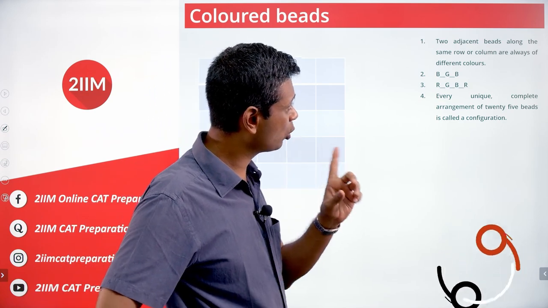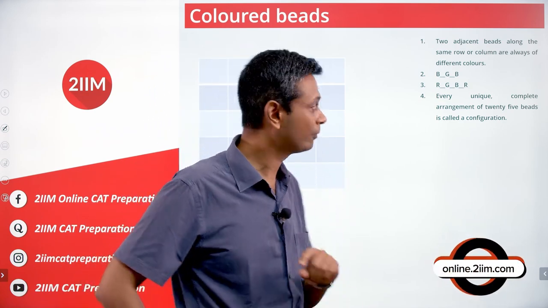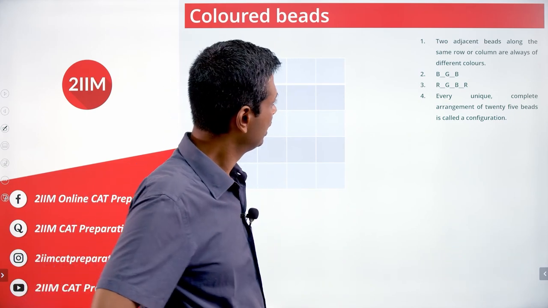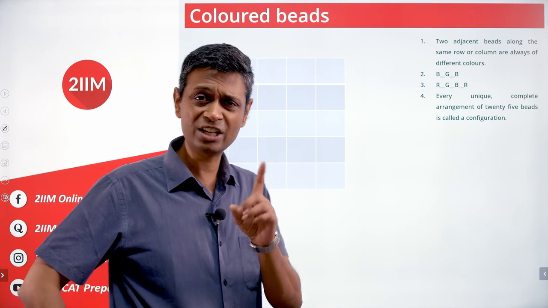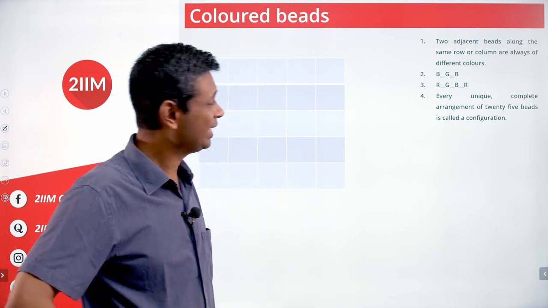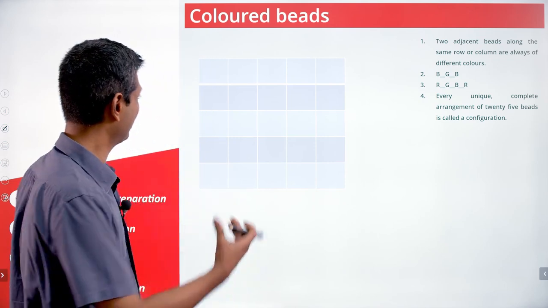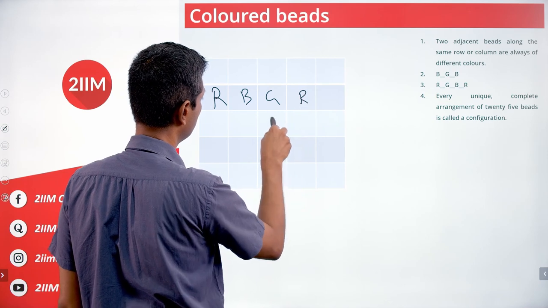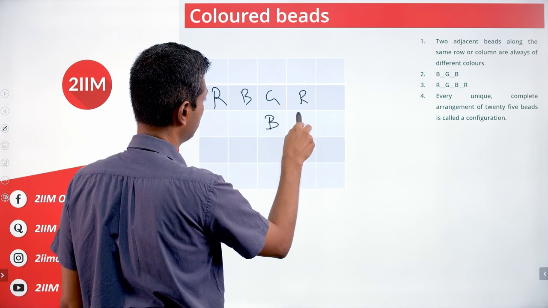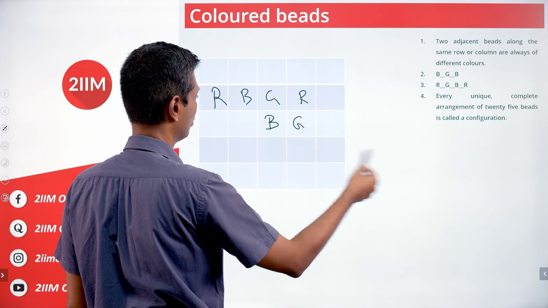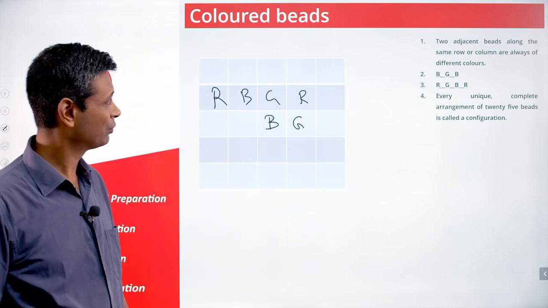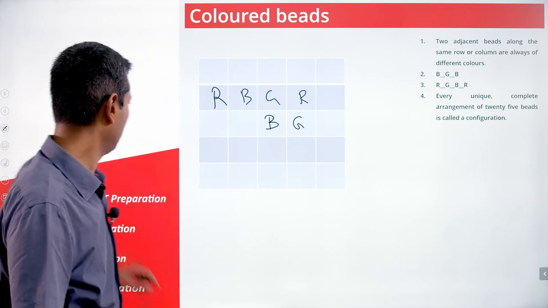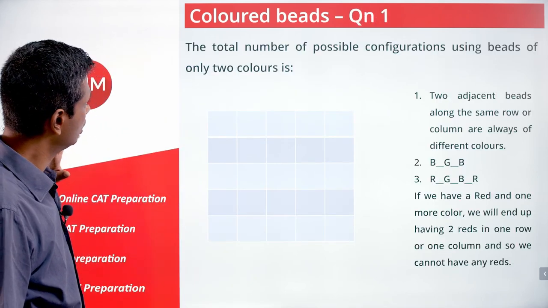Adjacent beads along the same row or column are always different colors. If you have two blues, at least one green in between. If you have two reds in a row or column, then at least one green and at least one blue in between. Each such arrangement is called a configuration. We're looking at a 5 by 5 grid where we probably fill red, blue, green, red. This can't be green, blue. This can't be blue, can't be red, green, and so on. We fill something out like this, right? And each time we get a successful fill, we call it a configuration. Lovely. Let's go to the next one.